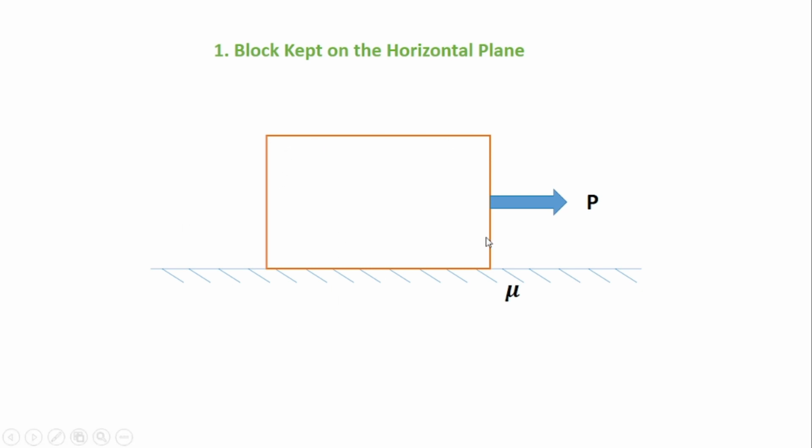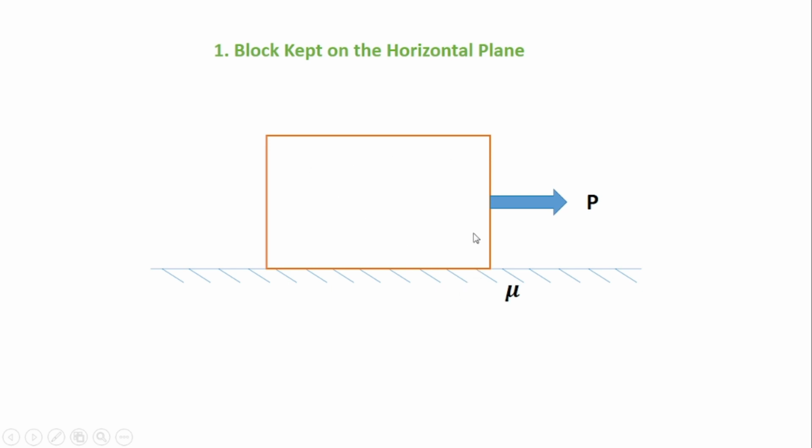Now this block is kept on the horizontal surface. The coefficient of friction is mu here. Now observe, friction exists between two surfaces. The topmost surface is not in contact with any surface. The rightmost surface is not in contact with any surface. So only the bottom surface is in contact with the floor. So friction exists between the bottom and the floor. The coefficient of friction between them is mu.